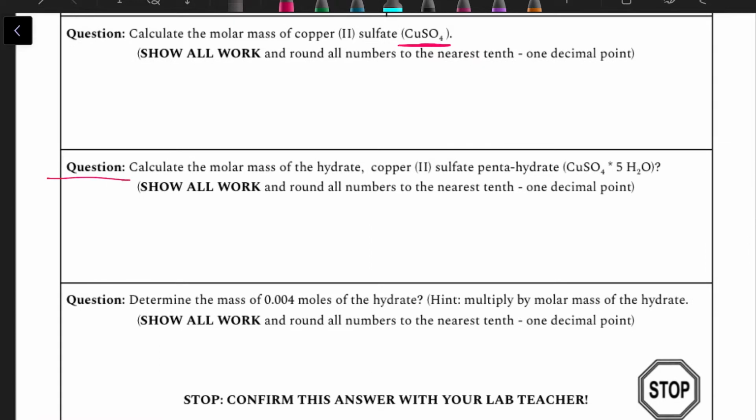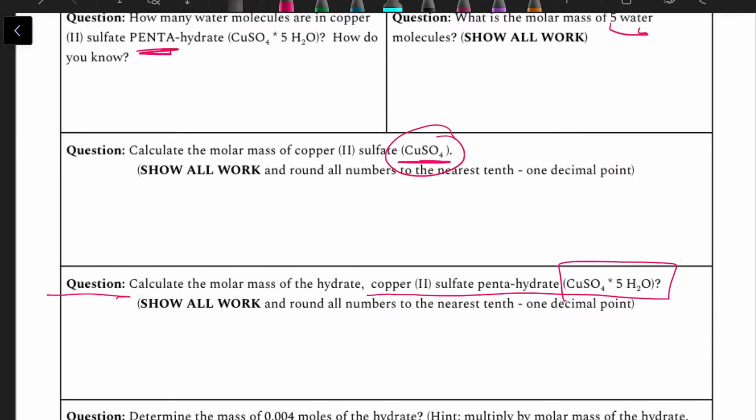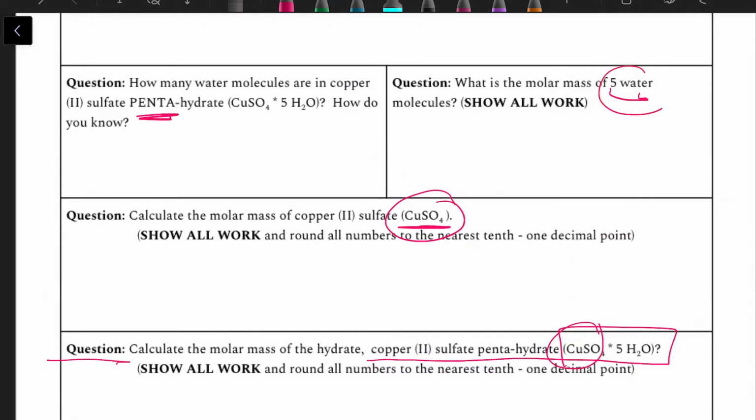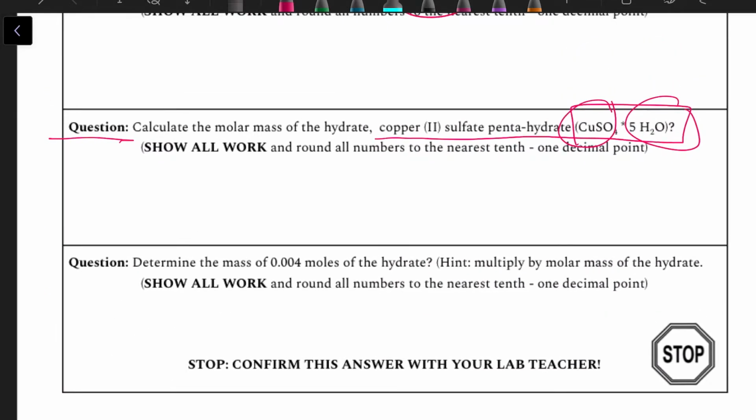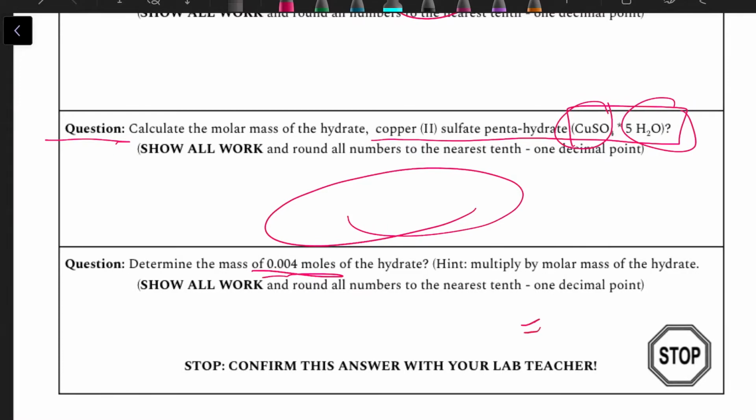This question right here is calculate the molar mass of the hydrate. That is this entire thing. So at this point, we know copper sulfate. We know what 5 water molecules are, so we can just add those two together. Now, the last one says determine the mass of 0.004 moles of the hydrate. So all you have to do is take this answer and multiply it by 0.004 moles. That will give us the amount of hydrate that we'll need in part 2. Spoiler alert, it is 1 gram.